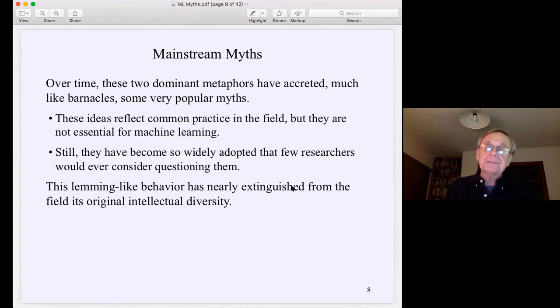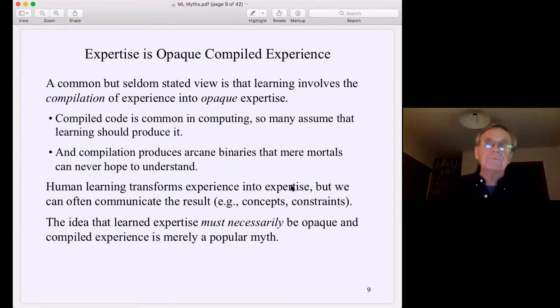I would argue that this kind of lemming-like behavior has nearly extinguished the intellectual diversity that we originally had in the field. I think that's really unfortunate. And I think that there are many more avenues to studying computational learning than are currently being explored. Despite all the energy, all the effort, all the excitement about it, I would claim that the field has become remarkably narrow in terms of the approaches it explores. So here are four myths. The first is that expertise is opaque, compiled experience.